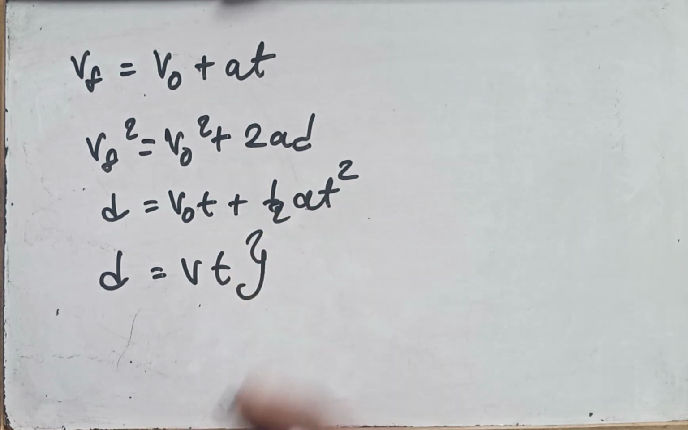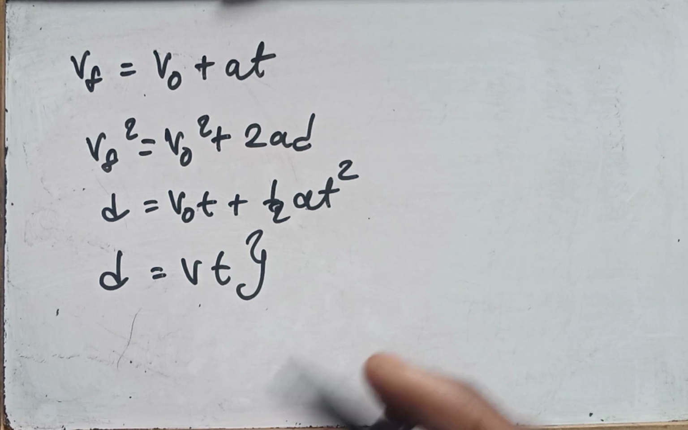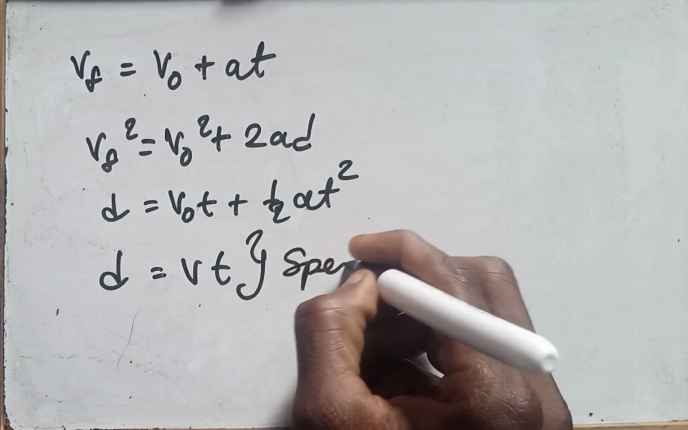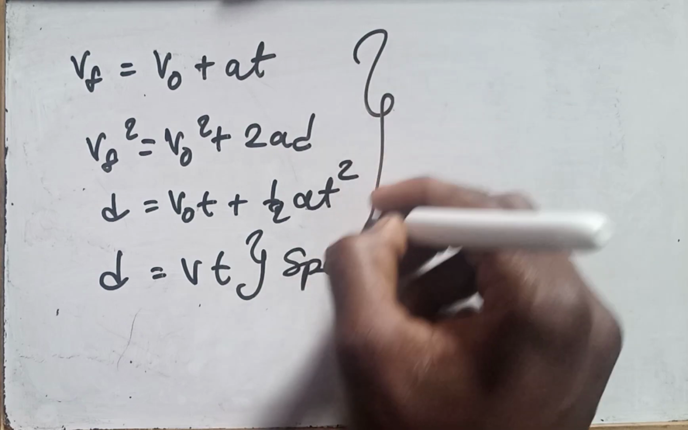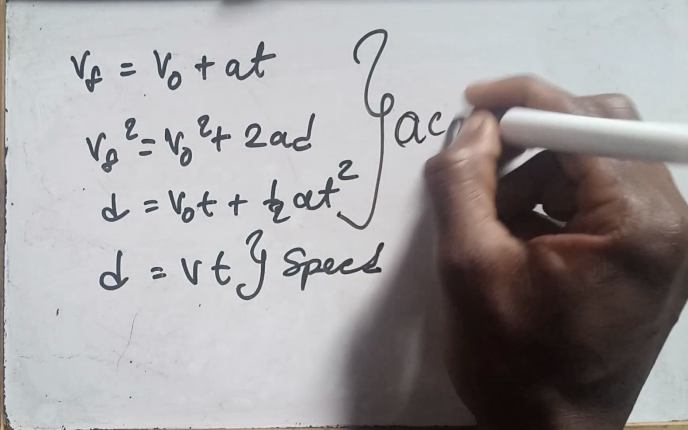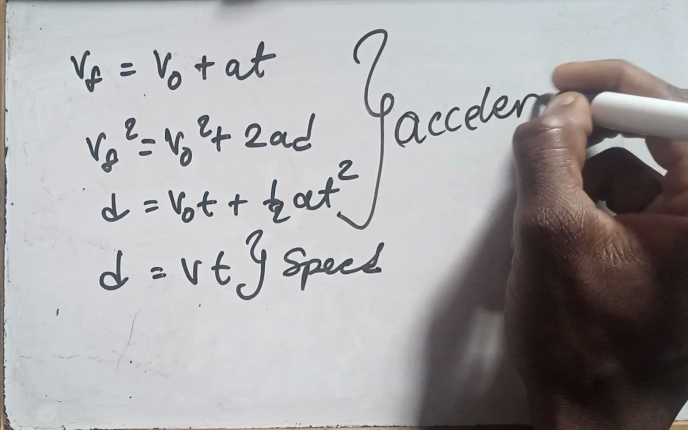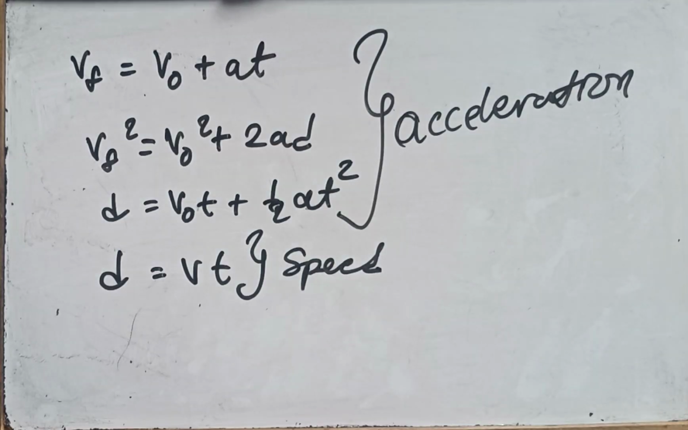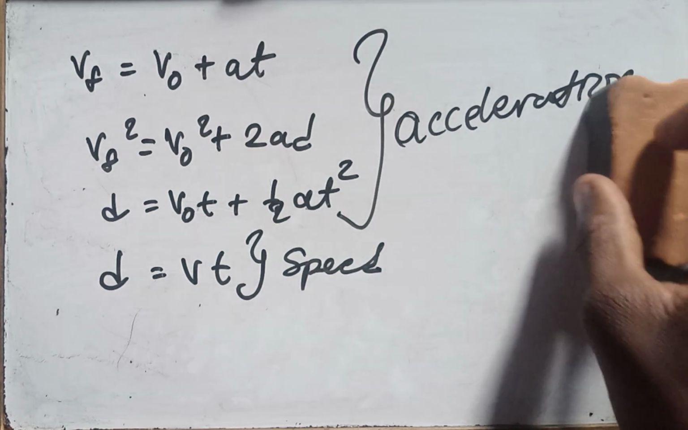We use this last equation when we're dealing with objects moving with constant speed, while we use these three equations when dealing with objects moving with constant acceleration. So these are the equations that we're going to use when we're asked to solve problems involving projectile motion. So let us go into the first projection.